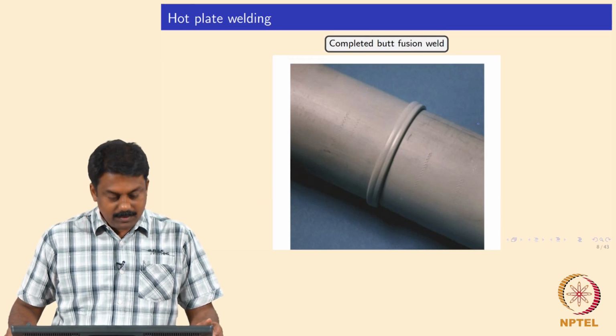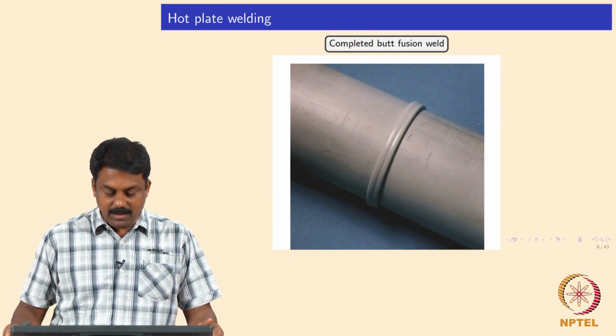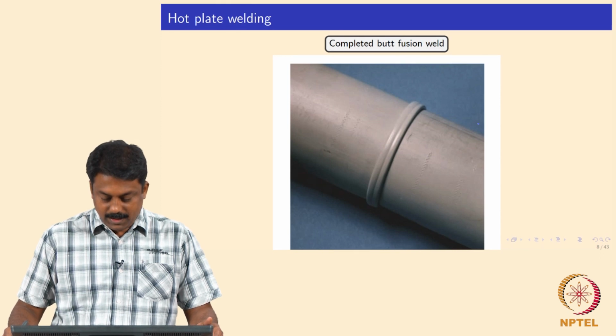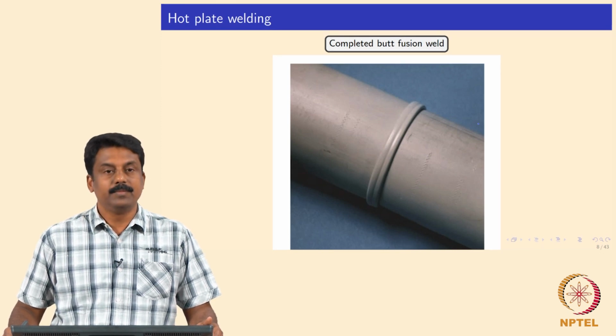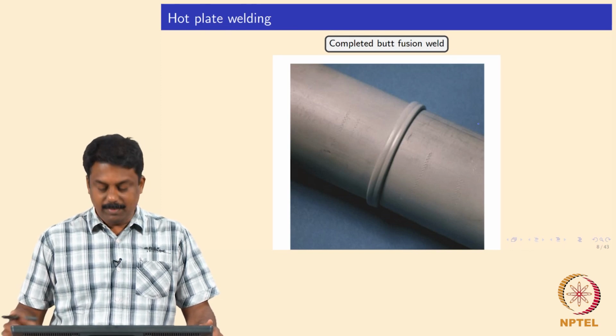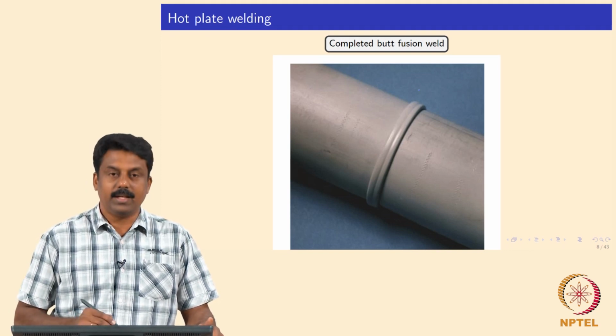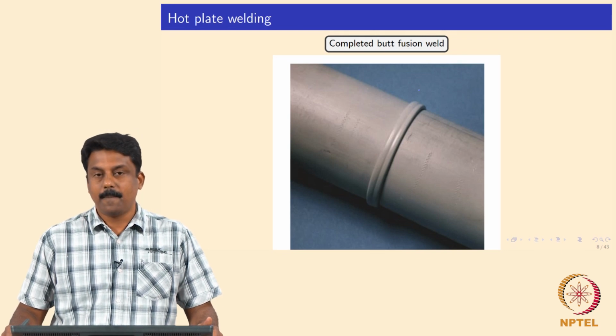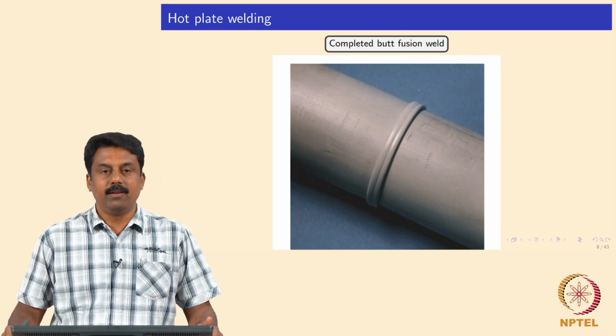This is one of the completed flash butt fusion welds. You see, this is a PVC pipe. The joint is made using a hot plate weld. In a similar way, another seam will be there inside the pipe.